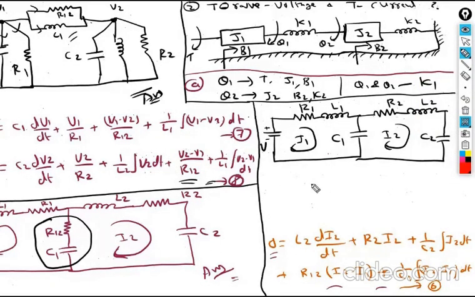So here there are two nodes, V1, and then let me close this line. V1, V2. So the three elements are there.